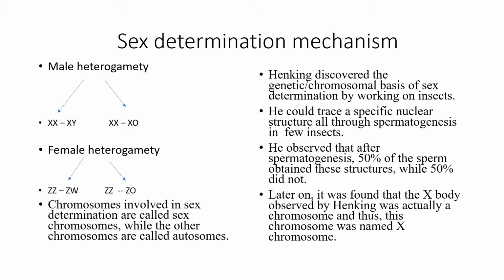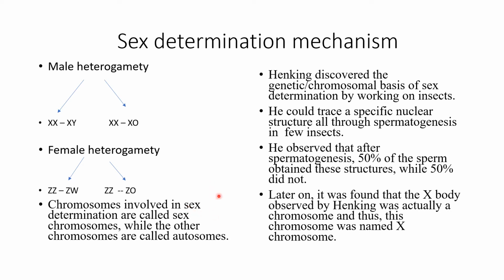Here the chromosomes involved in sex determination are called sex chromosomes. Already I think you know, in human beings there are 46 chromosomes, out of that 22 pairs are autosomes, that is body chromosomes. Only one pair is sex chromosome or allosomes.